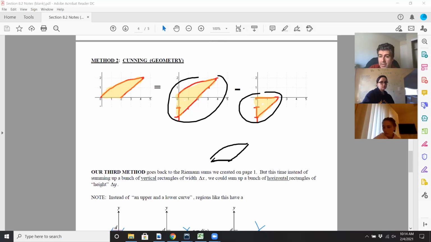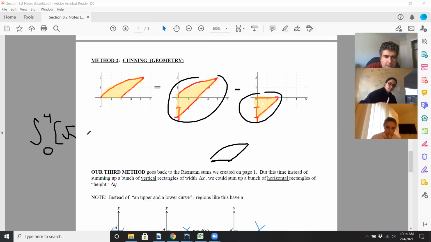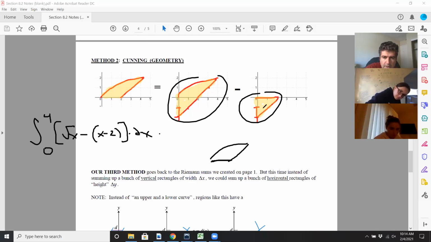And the way that would look is you would simply do the integral from 0 to 4 of root x minus x minus 2 times dx, and then subtract the area of this triangle. The area of that triangle, I think, is 4, no, 2. So you could do that, and that would work also. You would still get the answer.